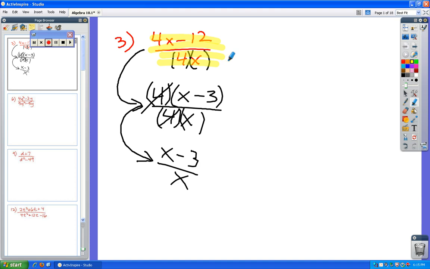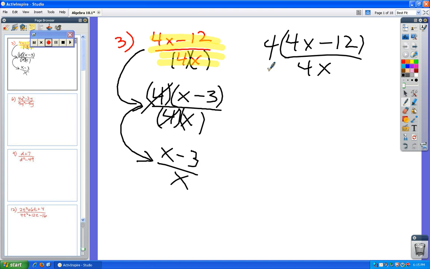There are some people I notice also who said, "Oh yeah, we have a 4 in common, so we're going to factor out a 4." If you did this, you're not factoring out a 4. What you're saying is, I'm going to multiply the numerator by 4. You cannot do that unless you multiply the denominator by 4. This is not factoring. You're multiplying into the problem. You don't want to do this.